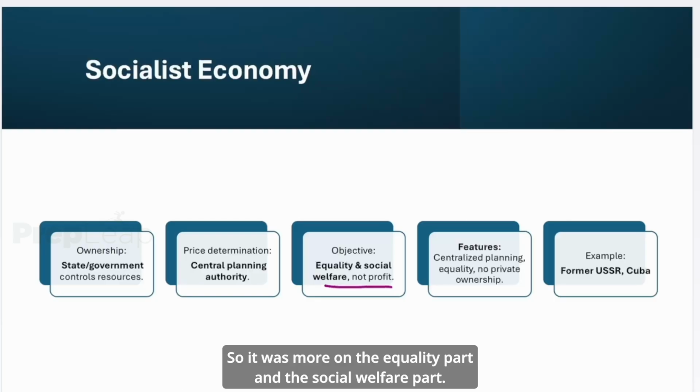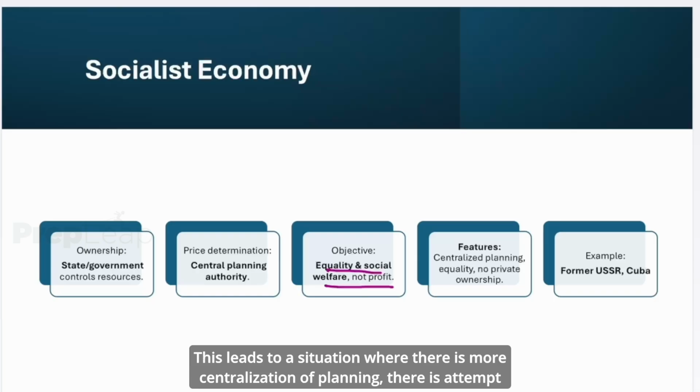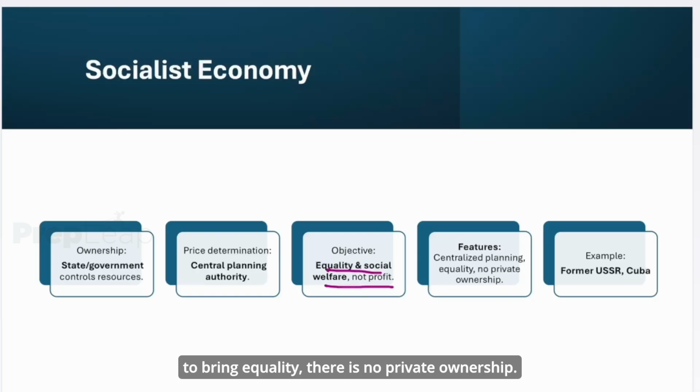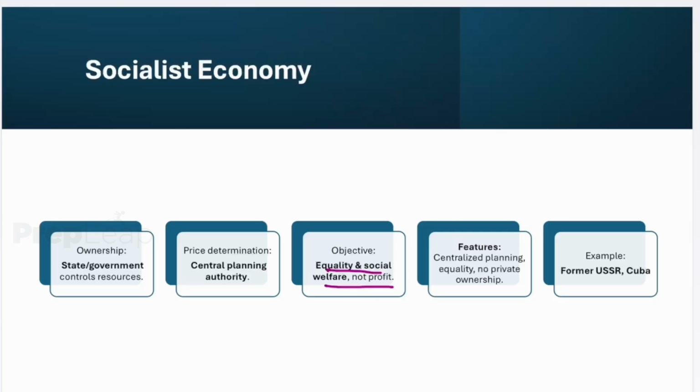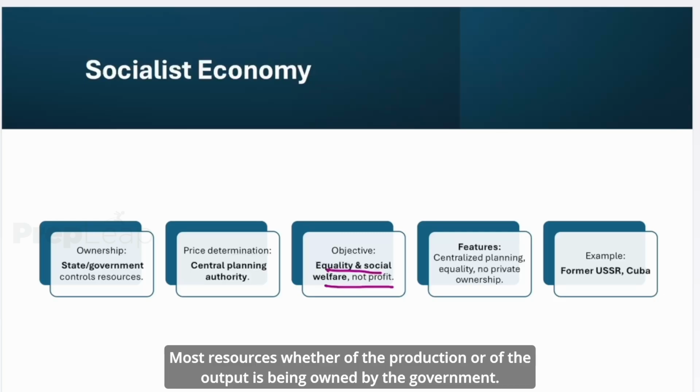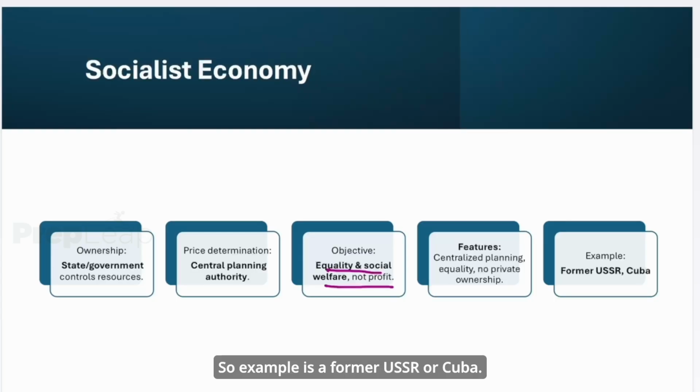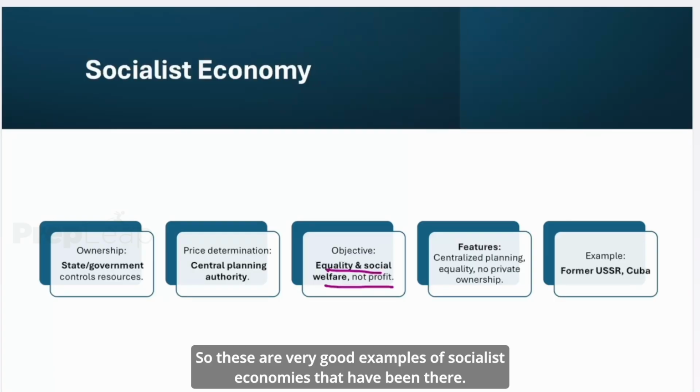So it was more on the equality part and the social welfare part. This leads to a situation where there is more centralization of planning. There is an attempt to bring equality. There's no private ownership. Most resources, whether of the production or of the output, are being owned by the government. So examples are the former USSR or Cuba. These are very good examples of socialist economies that have been there.